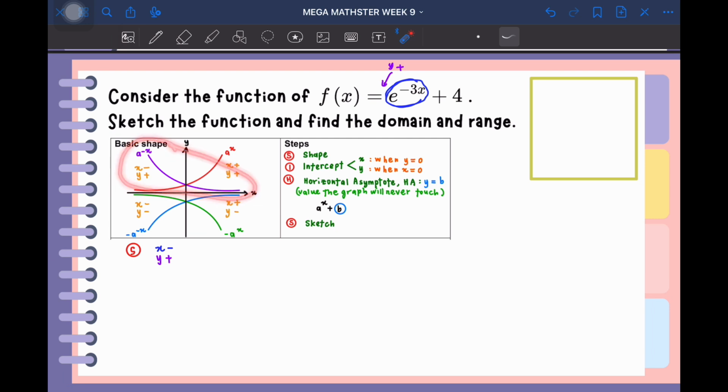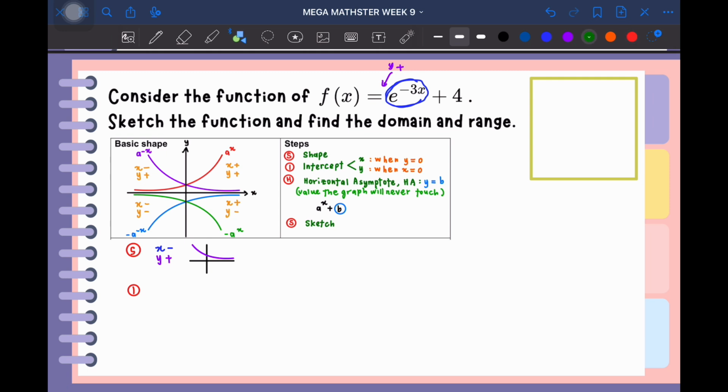Okay, so dia akan follow shape yang x negative, y positive, which is daripada kiri, kita tarik dia pergi ke bawah. Okay, so that is our basic shape. So just draw your basic shape, the small one over here. So it's going to follow the purple shape. So from the left, tarik je pergi ke bawah dia ni. Lebih kurang. Okay, and then second step is intercept.